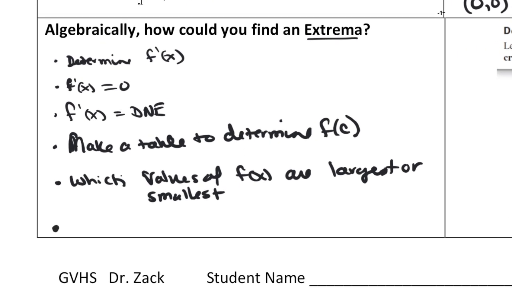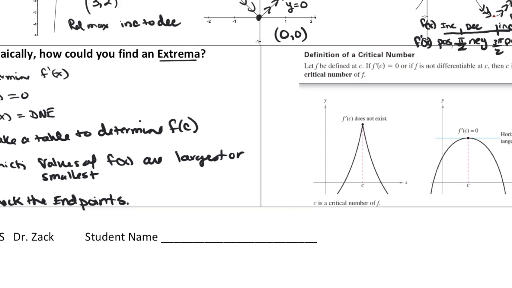However, if we want the absolute extrema, we also need to check the endpoints. Because remember, the absolute extrema can occur at endpoints, and they do not have to be the relative extrema. They could be, but they don't have to be.